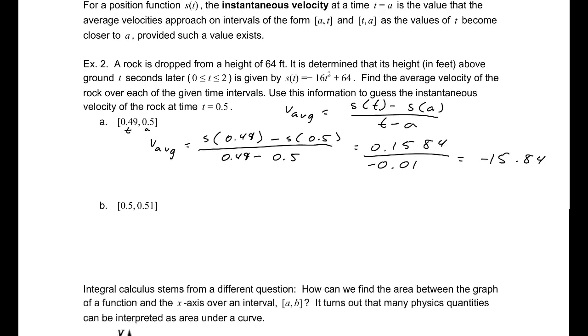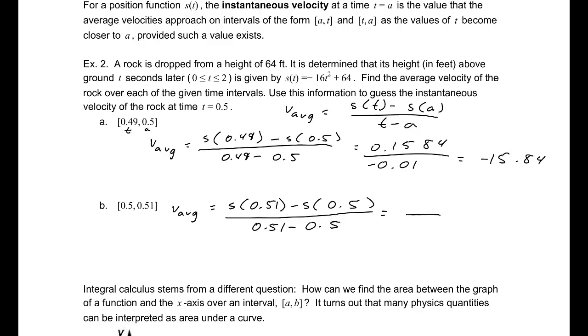Now, finding the other side of that, it will be much the same. Find s of 0.51 minus s of 0.5 divided by 0.51 minus 0.5. Again, subtracting these: 0.01 for the denominator and negative 0.1616 for our numerator, which means our velocity is negative 16.16.